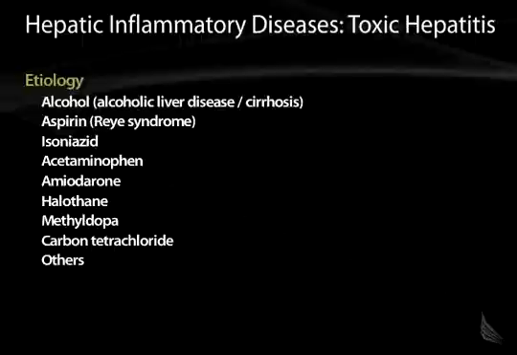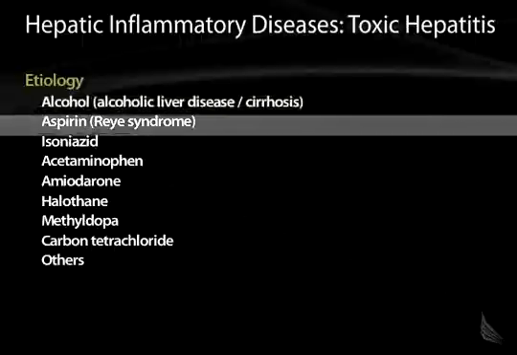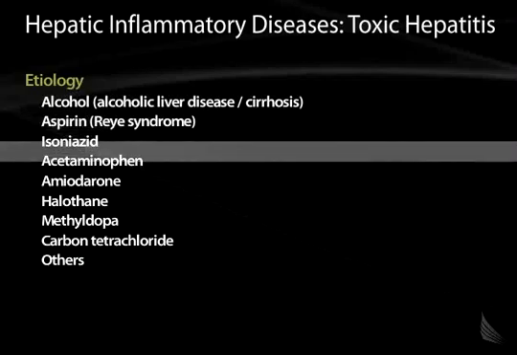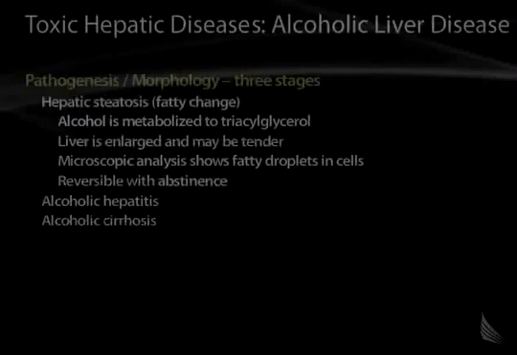Toxic hepatitis has many causes, including alcohol, which is usually the most common, aspirin, as in the case of children, or drugs, which is a very large category, including isoniazid, Tylenol, amiodarone, halothane.